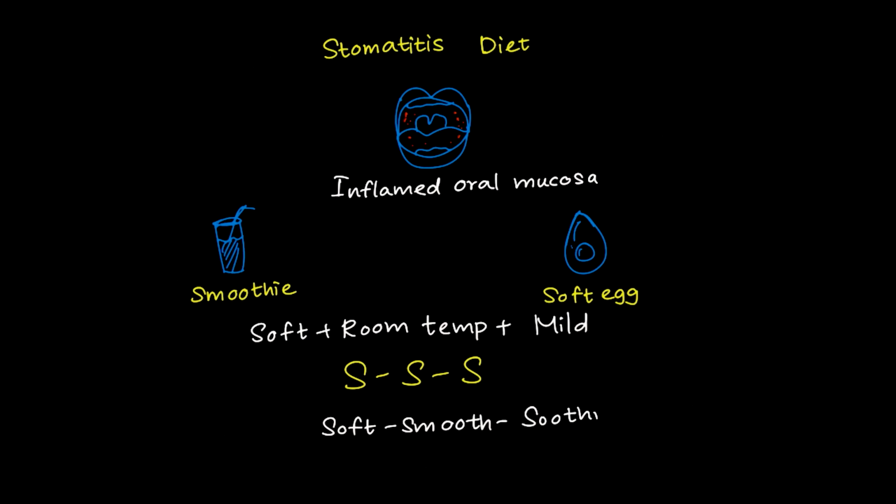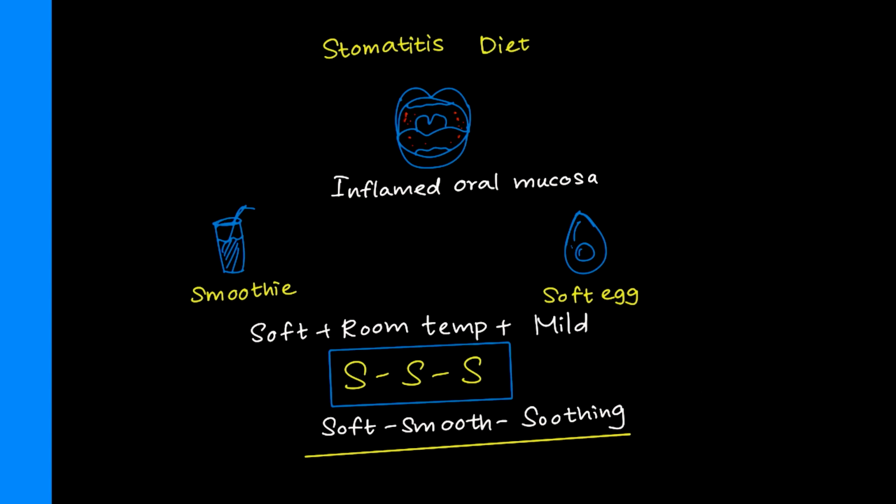Here's a D440 OA exam tip for you. When the question mentions stomatitis or mouth sores, pick the room temperature, soft, bland option every time. Quick recall hook. 3 S's. Soft, smooth, soothing.